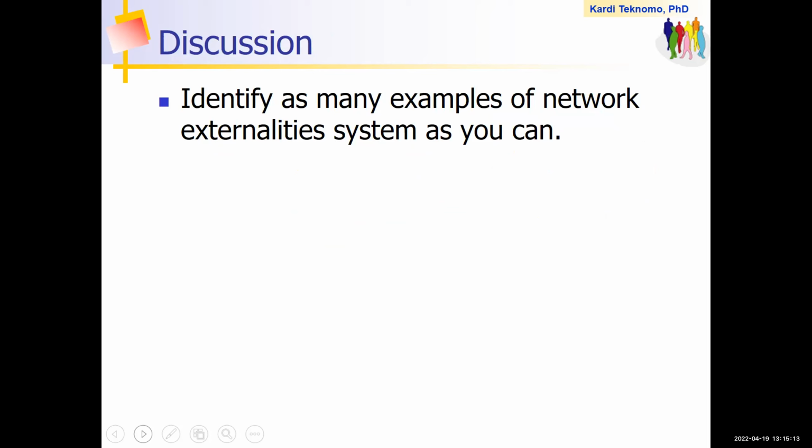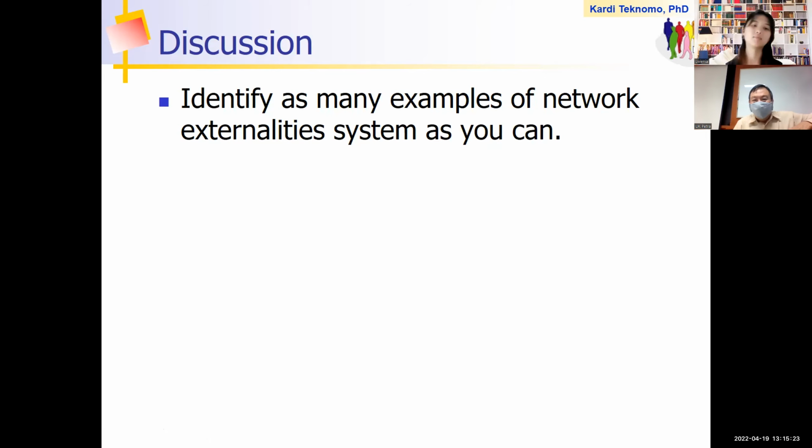So give me any example, an example from each of you. Can you give me an example of a network externality system that you know? At least one. Yeah, cryptocurrency. Okay. Livy, give any one example.